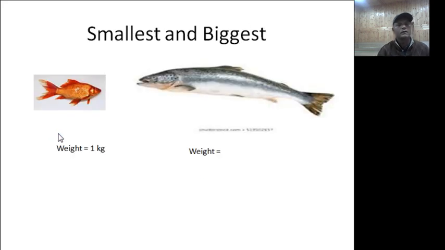Now, there are so many fishes. Can you tell me what is the name of this fish? It's the goldfish. See how beautiful it is. Let us suppose its weight is around 1 kg. Now tell me, how many grams are there in 1 kg? It is 1000 gram. 1000 gram is equal to 1 kilogram.